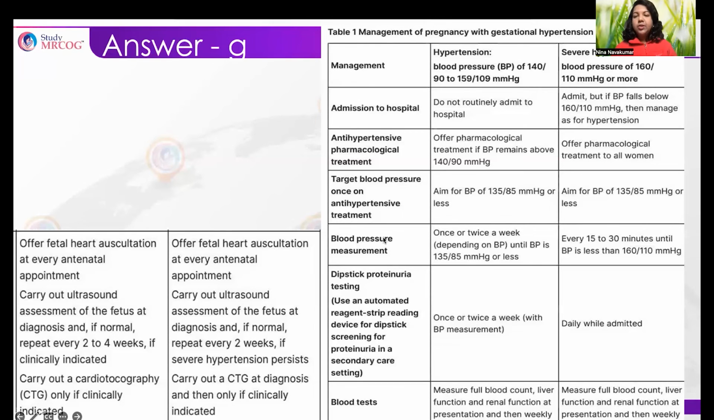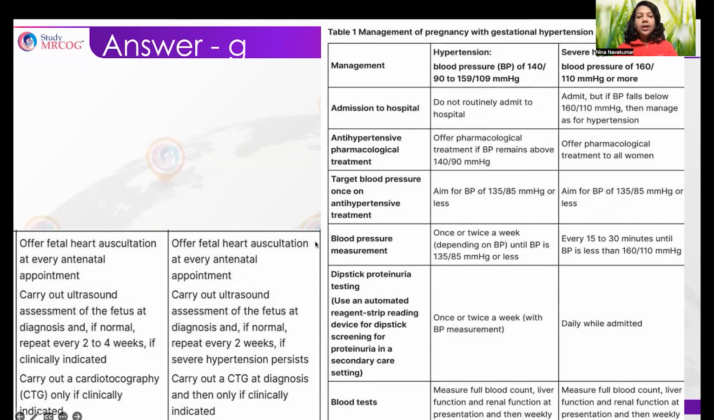While what about gestational hypertension with very high blood pressure? If it is persistent blood pressure more than 160/110, we need to admit them to hospital and offer them antihypertensives, preferably IV antihypertensives, IV labetalol. Target BP of less than or equal to 135/85 millimeters of mercury, and we need to monitor them every 15 to 30 minutes until the blood pressure is less than 160/110 millimeters of mercury. And for severe hypertension, it is advisable to do the urine protein analysis daily while admitted. And blood investigations are complete blood count, liver function test, renal function test at presentation, and then we need to do it every week.